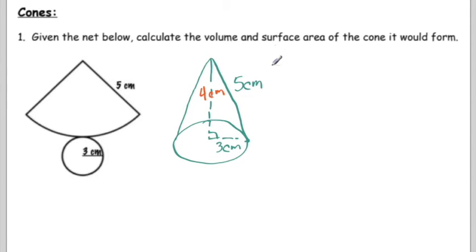So when we're dealing with cones, we need the radius, which we know is 3. We need the height, depending on the formula, which is 4. And we've also got the slant height, which is 5. So your formulas are going to use these 3 values. You really won't need any other information to do the formulas. For this, we're finding the volume and the surface area of the cone.